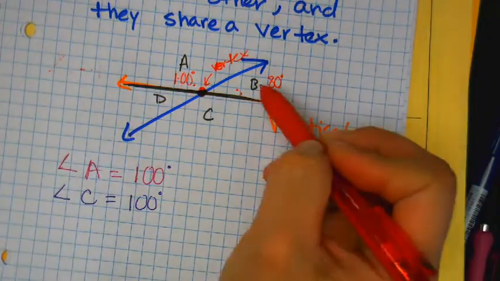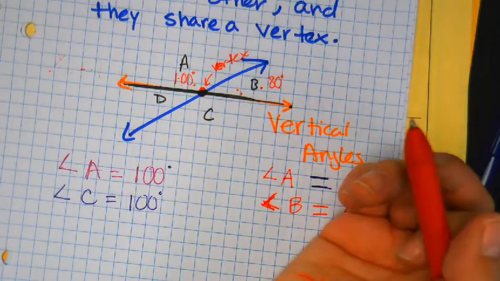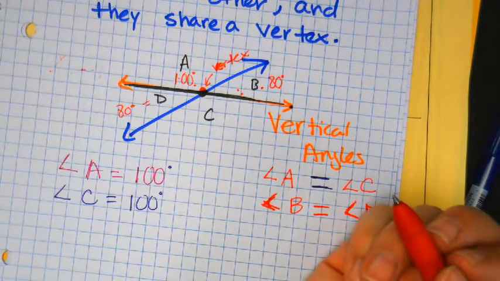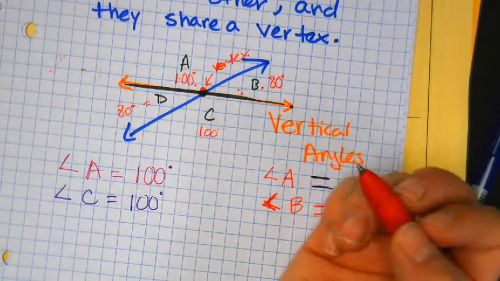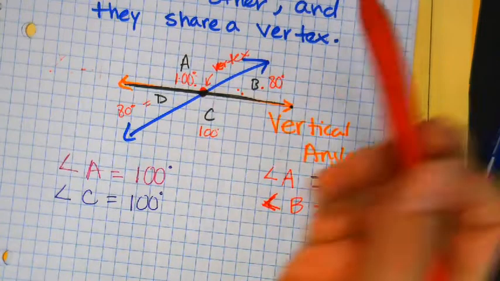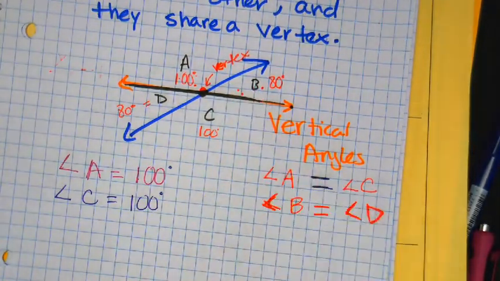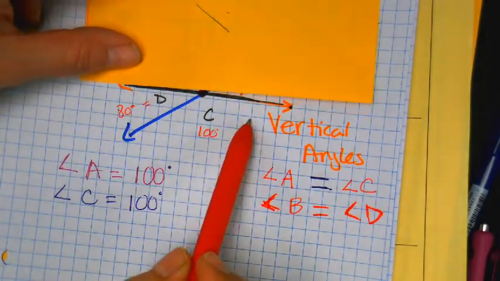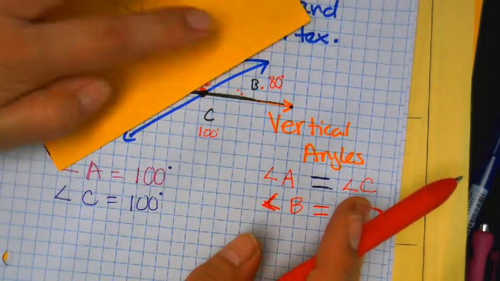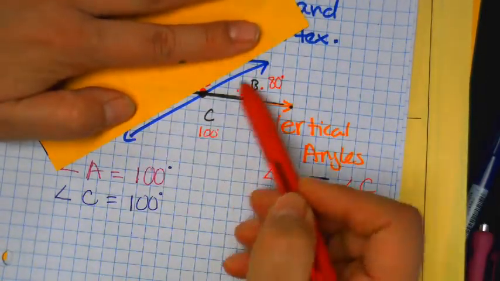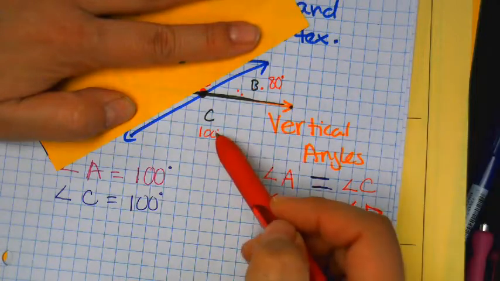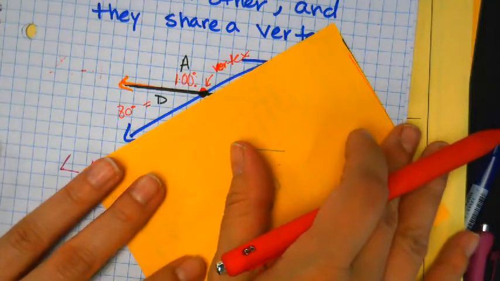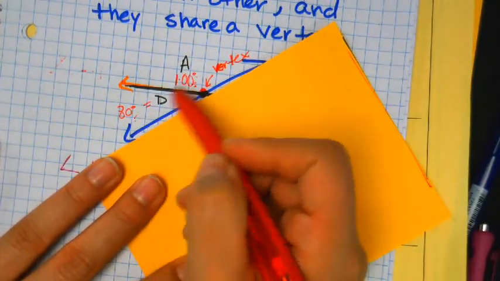So if angle B is 80, what else do you know? D is 80. Opposites are equal. And this is also a straight line, like upside down, but it's a straight line. Also right here, this blue line. Isn't this blue line 180 degrees? Yes, so what's 100 plus 80? 180. Look at this other blue line over here. What's 100 plus 80? 180.